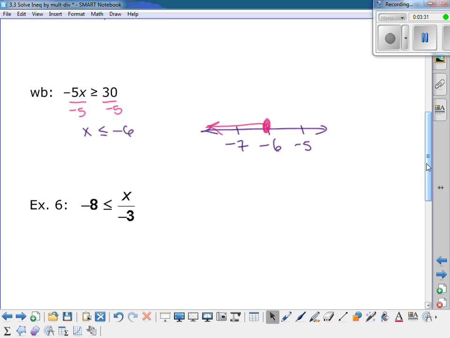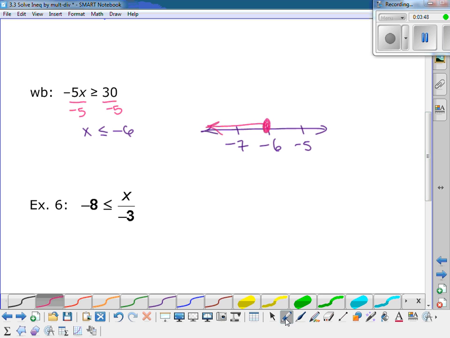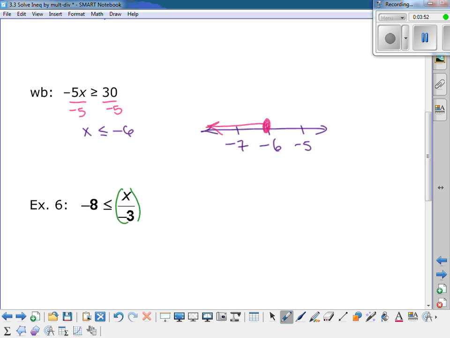All right, this next one's for your notes. Now I've got negative 8 is less than or equal to x over negative 3. So what's being done to the x, Ryan? What's being done to the x? What's x over negative 3 mean I'm doing? Dividing. What's the opposite of division? Multiplication. So I'm going to multiply both sides by negative 3.